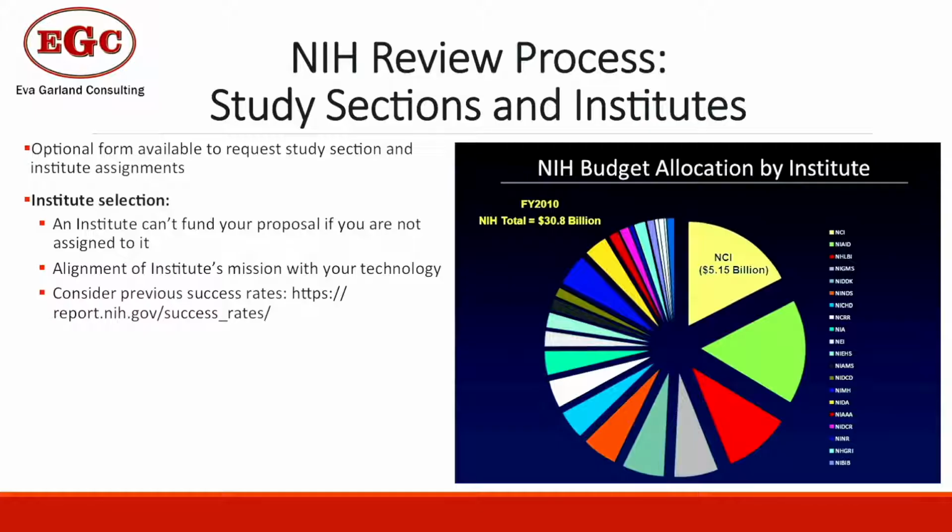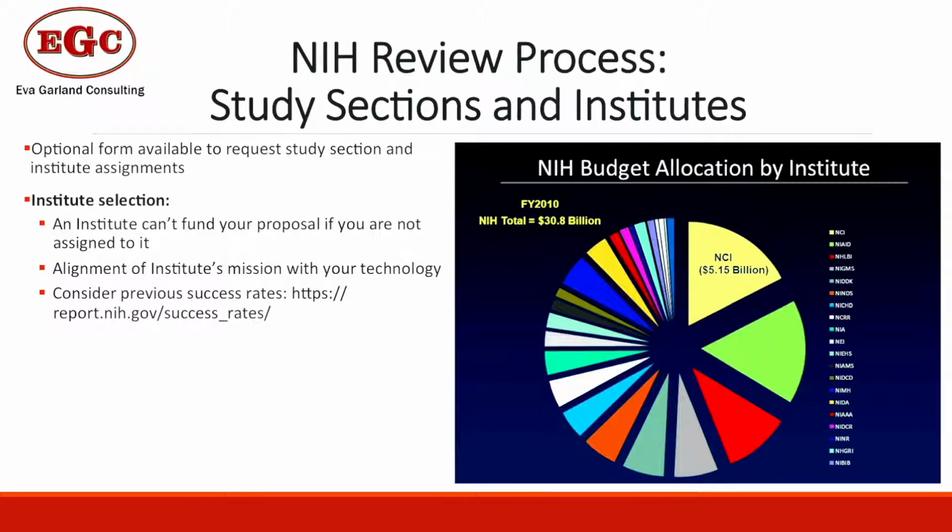Again, you do want to align your technology with the mission of the institute. They won't fund it if it's totally outside their mission, no matter what you put on that form. And then, as we've talked a lot about, when you're designating your institute, you want to consider success rates within that institute. So you can see here how the budgets are allocated across institutes. NCI has the most money of all the institutes, but it has one of the worst pay lines. So even though it has a bigger bucket of money, it's actually harder to get an NCI grant than it might be to get into NHLBI.